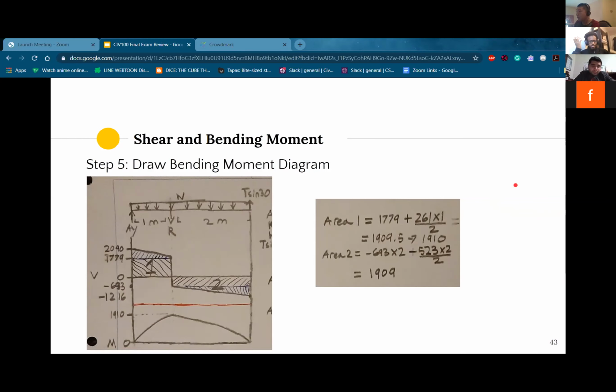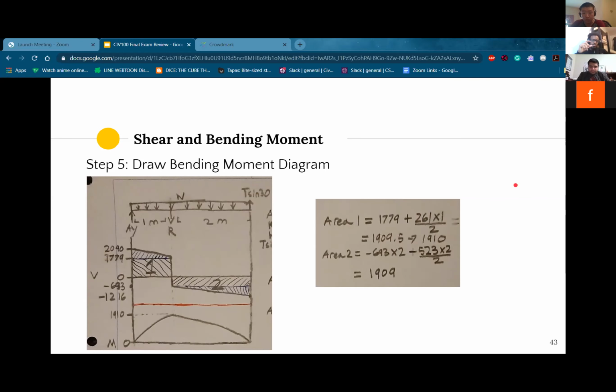You could do it in terms of equations of these lines, but these are very simple geometric shapes. So you have your trapezoid. Break it up into a rectangle and a triangle, similar to those hydrostatic problems. We have our rectangle of 1779. The length is 1 meter, so 1779 times 1, plus we have our triangle.